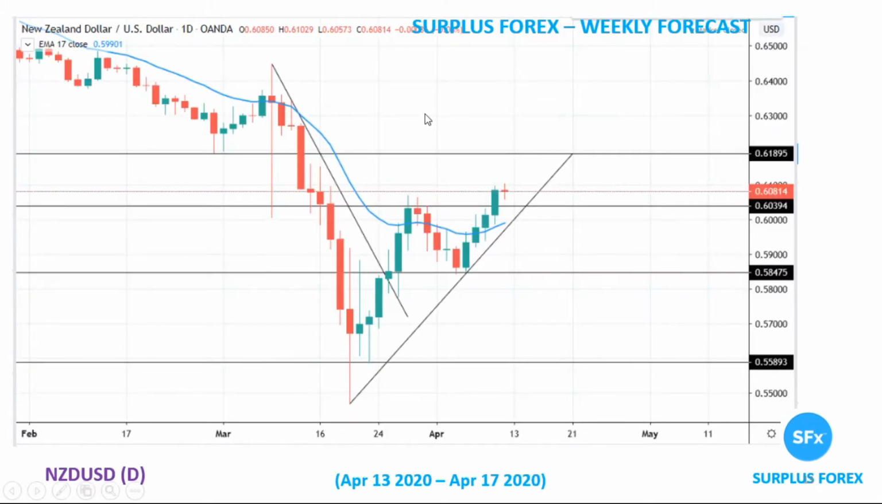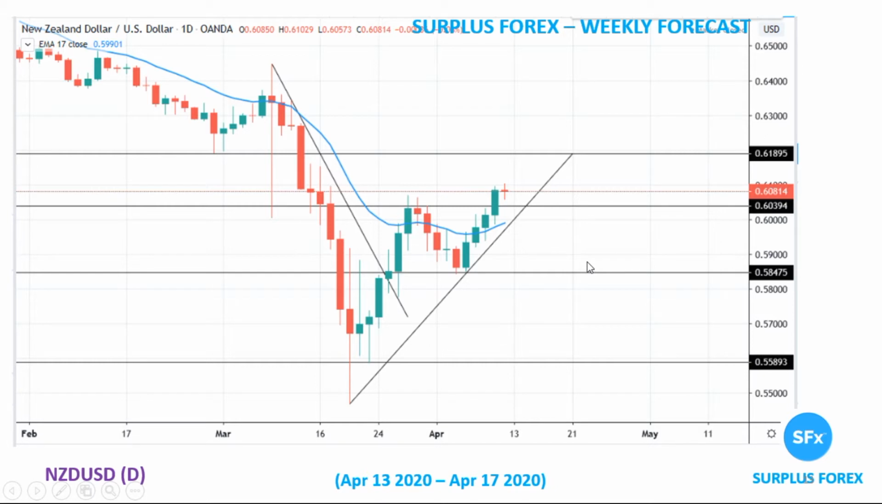On the GBPUSD daily time frame, we see that it has been rising all the way through, currently over EMA 17, and it's still rising, sitting at 60.81 as of now. I expect it to rise. It might initially fall, touch this uptrend line, and then continue further.